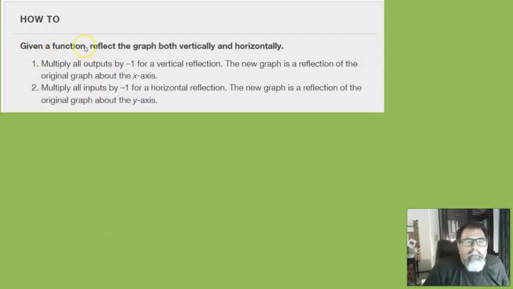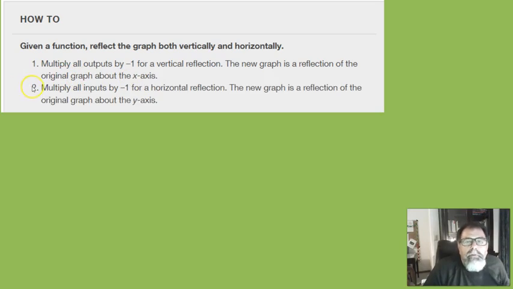How to, given a function, reflect the graph both vertically and horizontally. Multiply all the outputs by -1 for a vertical reflection. So that's basically what I was drawing. You're going to take every y coordinate, times it by -1, or just change the sign of the y coordinate. Okay, and that would be the reflection of the original graph through the x-axis.